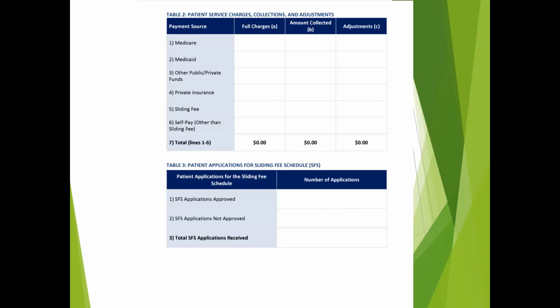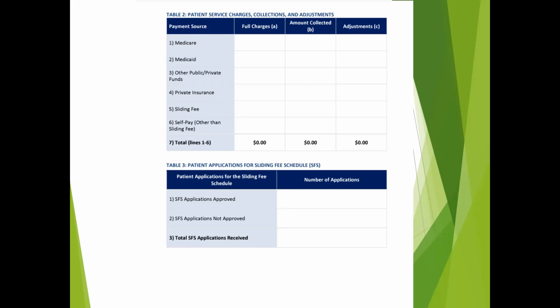So this would be whatever full charges was, A, minus amount collected, B, is your adjustment. That sometimes stumps people up, but just a little FYI, that's really all you're doing, just A minus B equals C for each row there for the insurance type.